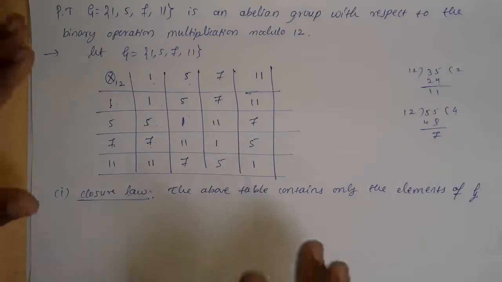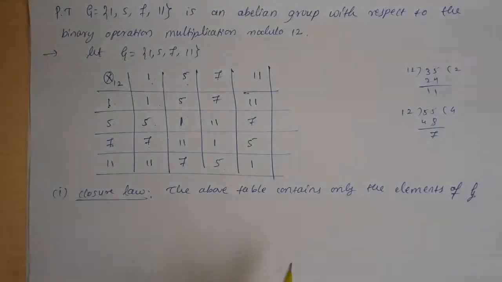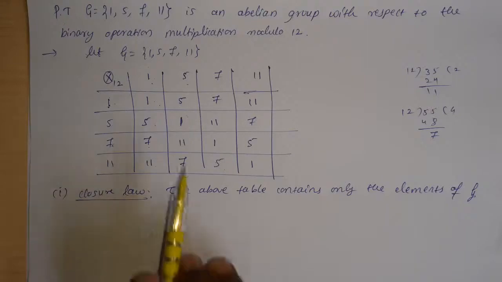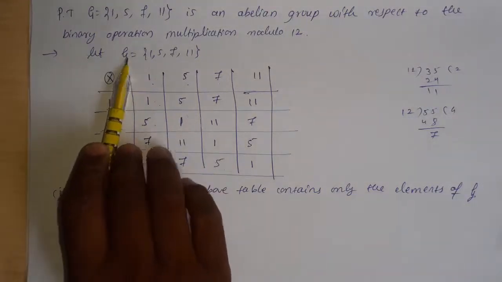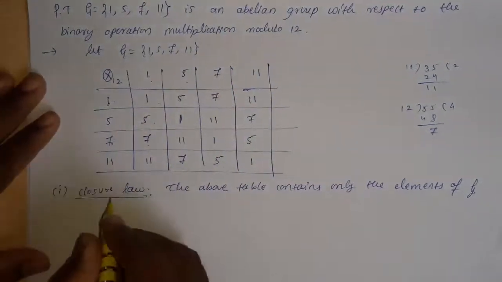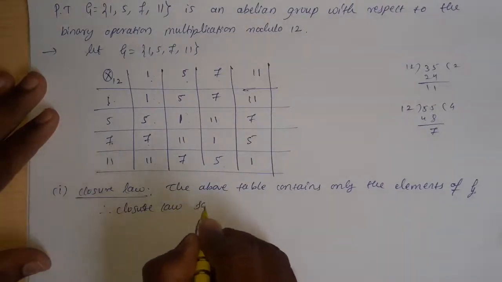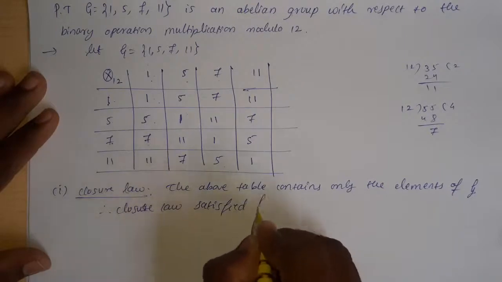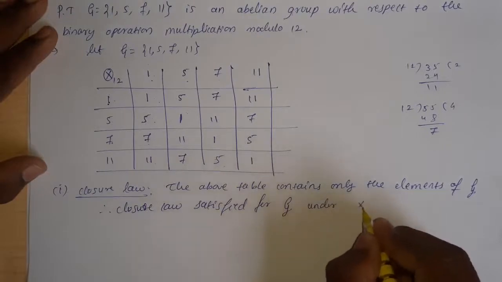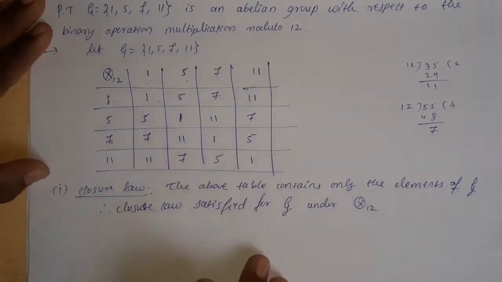Here all the elements belong to the given set, that is 1, 5, 7, 11. So we can say that closure law is satisfied for the given set G under the binary operation multiplication modulo 12. Therefore, closure law satisfied for G under multiplication modulo 12, right. This is the first law.